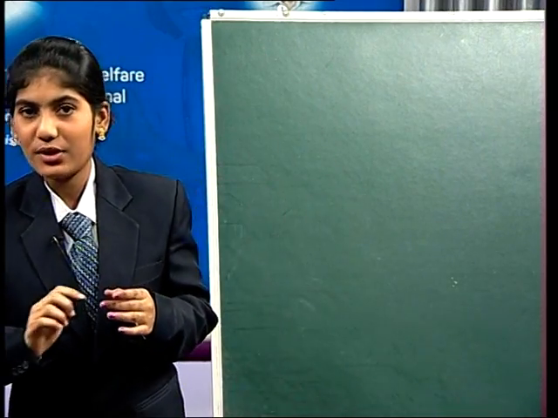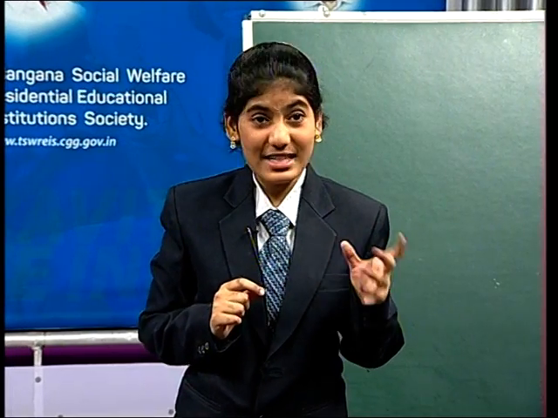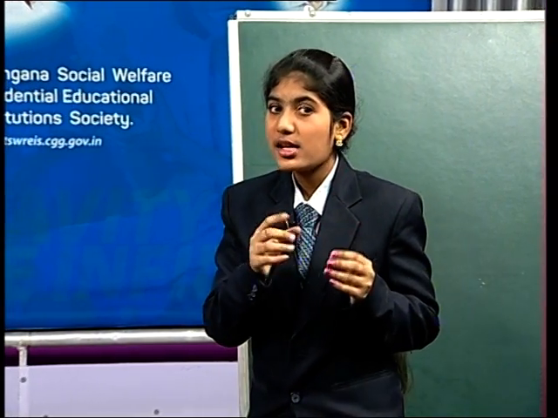Friends, look at the screen once. Here this is the seal, and instead of fighting with pressure, they let their lungs collapse completely, and some oxygen will remain in their lungs, but they mostly store it in their muscles, where it is needed. Their muscle tissue contains a much higher concentration of oxygen binding chemicals than ours. So that is the reason, friends. Did you get the secret of the seal? It will collapse its lungs, and the oxygen which remains in its lungs will later be used by the seal.